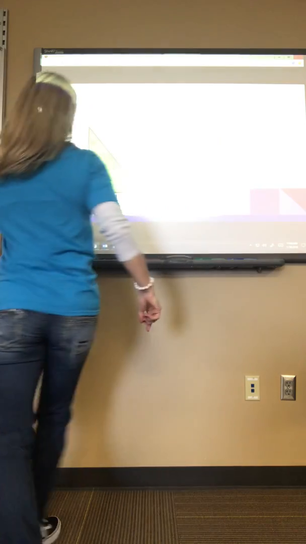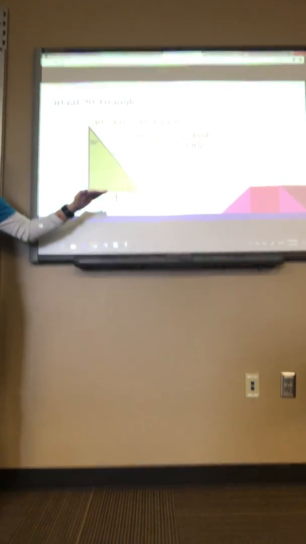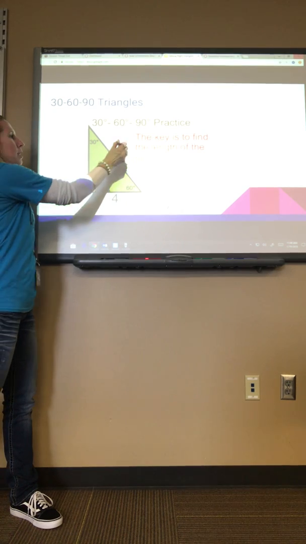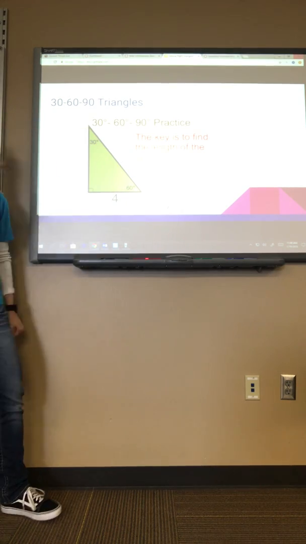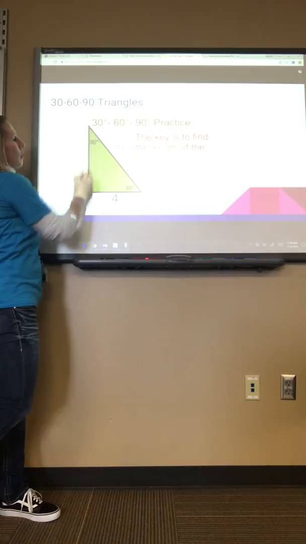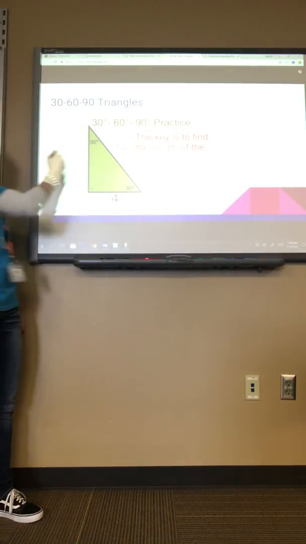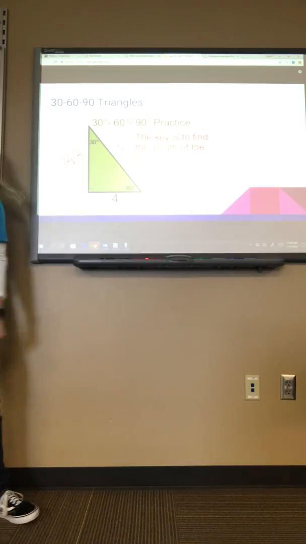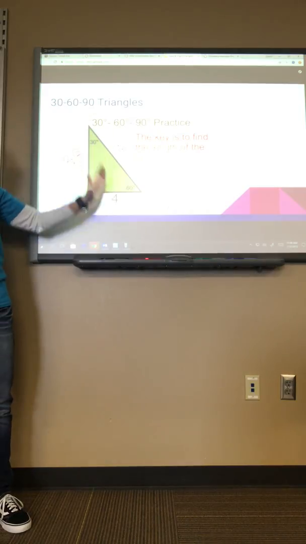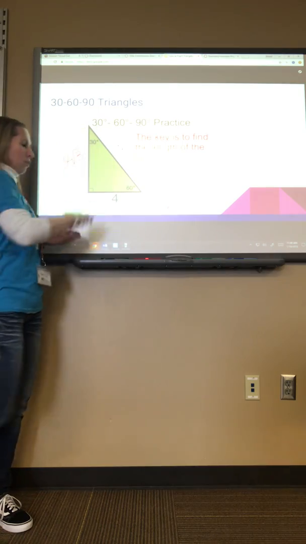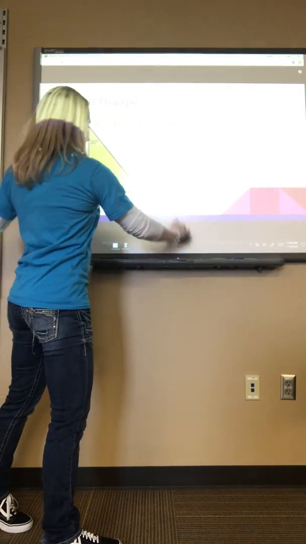So, for example, my short leg is 4. My hypotenuse is the short leg times 2. What's 4 times 2? 8. My long leg is the short leg times radical 3, so it would be 4 radical 3. So times 2, times radical 3. It goes 1, 2, radical 3. You're going to have to memorize that.